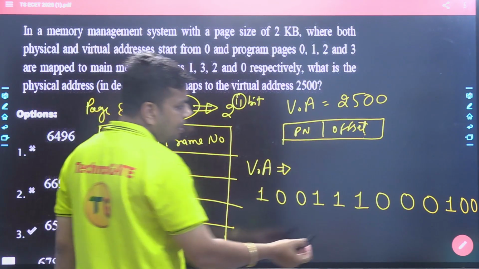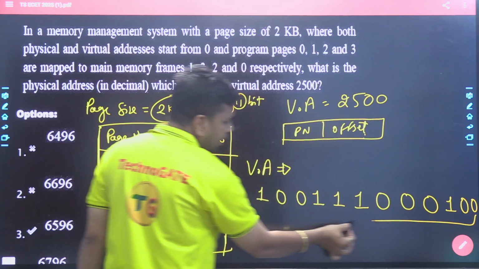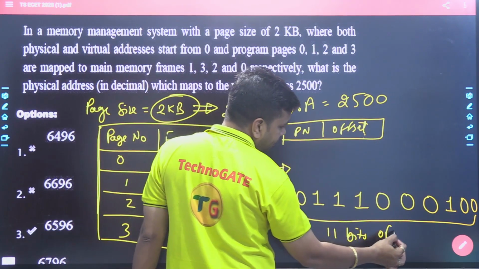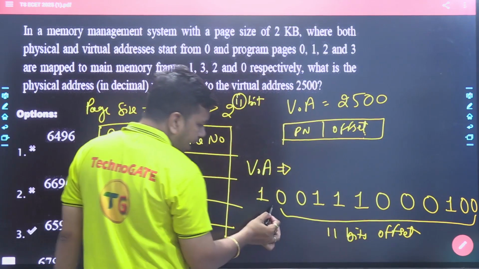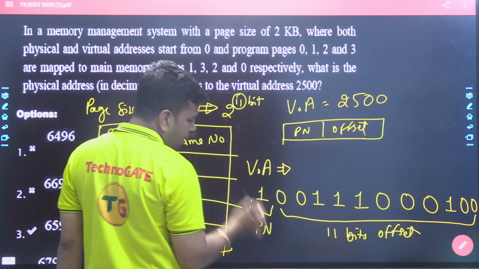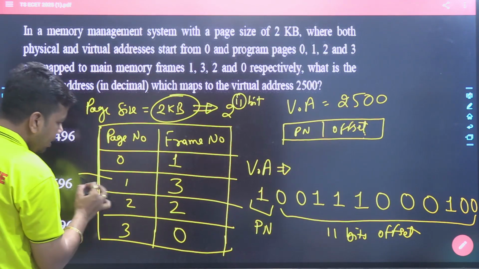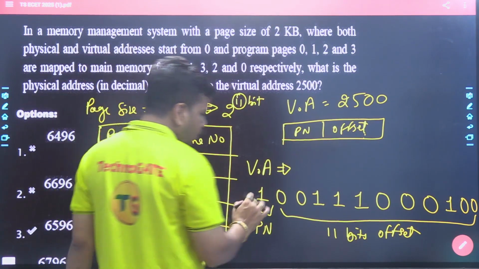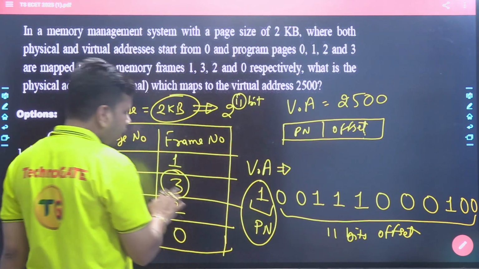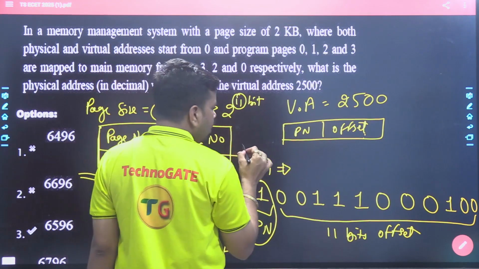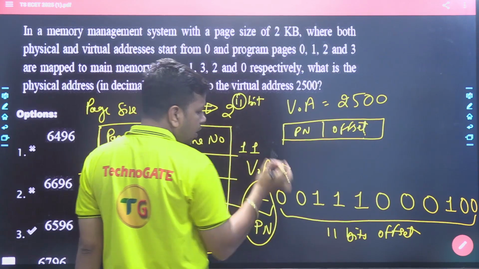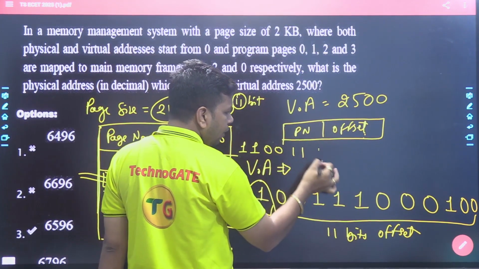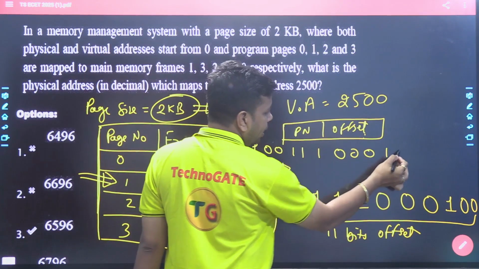Now out of that 12 bits, these 11 bits represent the offset, and this first bit represents the page number. Page number 1 is available in which frame? Frame number 3. So its physical address is: at the place of the page number, just put the frame number 3. Binary of 3 is 1 1. Your offset is exactly the same. So 1 1 0 0 1 1 1 0 0 0 1 0 0.